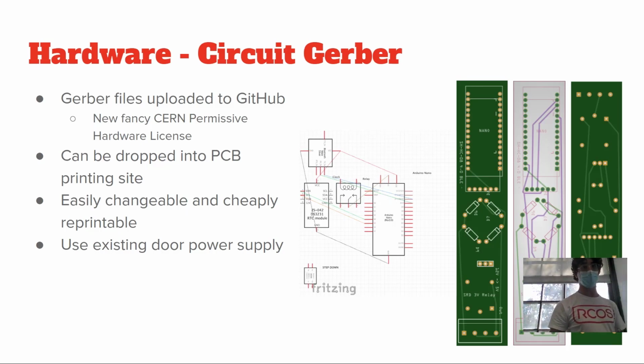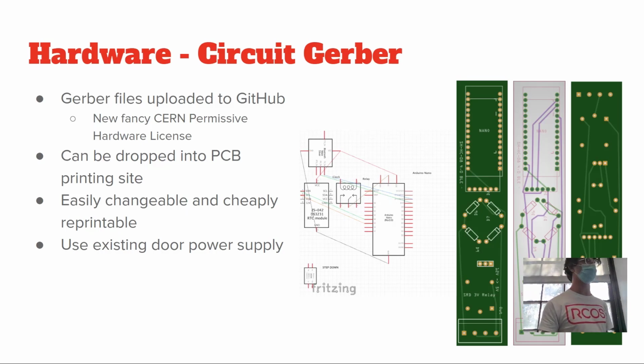Not only do we have this set up in our GitHub and ready to be printed, but we've added a new CERN permissive open hardware license, which is a very new thing that Professor Turner helped us with. So it's exciting that our hardware design can now be open source, as well as our software. The two licenses match up, they're both permissive, and this matches nicely with the MIT license on our software.